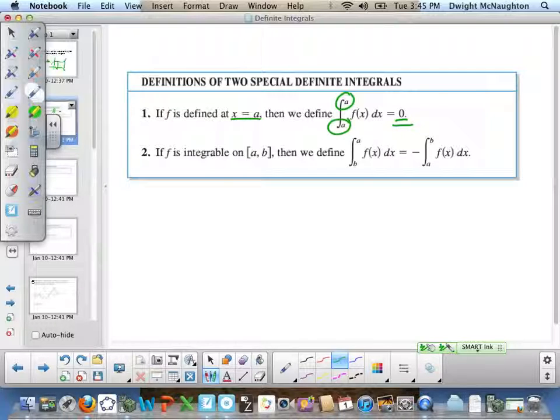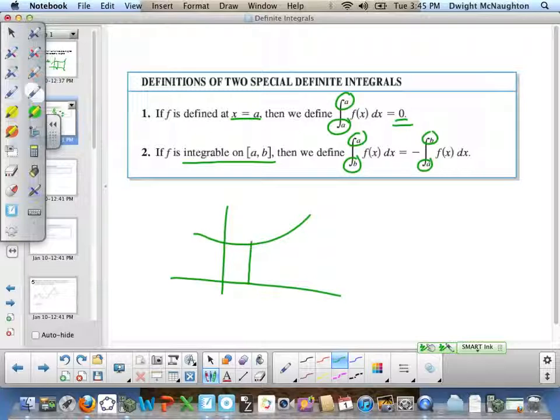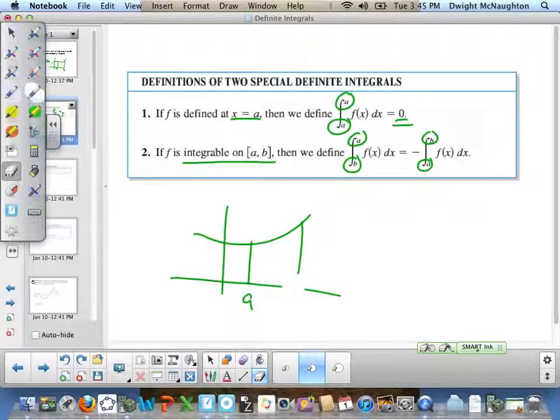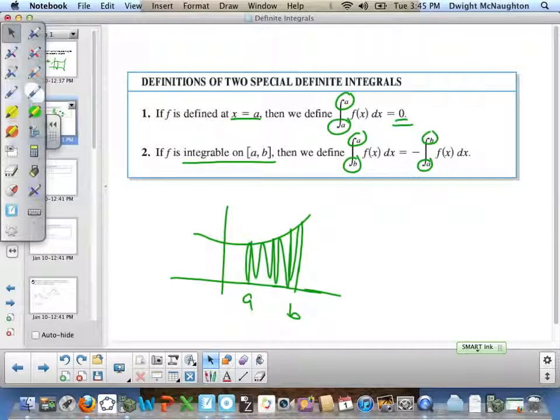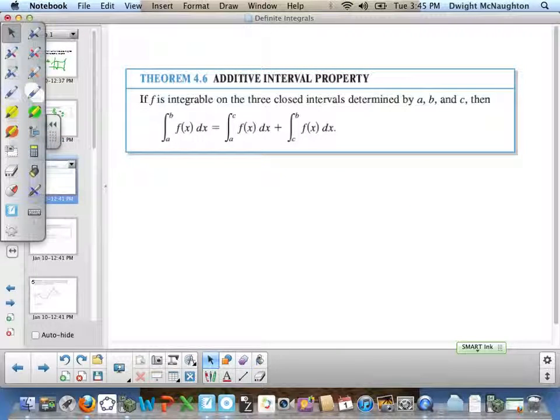If f is integrable on a to b, and we switch the order from a to b, what happens is we make it negative. So if this is one value from a to b, when we switch it up, it's like going backwards. In math, whenever you go backwards, you make it negative. Those should be two pretty commonsensical ones.